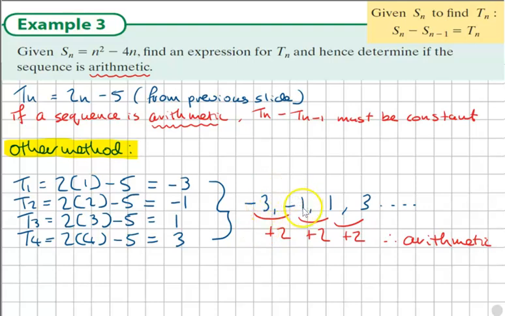So we have minus 3, minus 1, 1, and 3, dot, dot, dot. And to get from minus 3 to minus 1, we plus 2. To get from minus 1 to 1, we plus 2. And to get from 1 to 3, we plus 2. So again, we can see that the common difference is 2. We're adding 2 each time. So again, the sequence must be arithmetic.